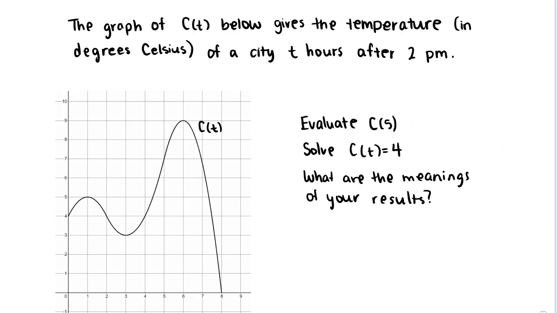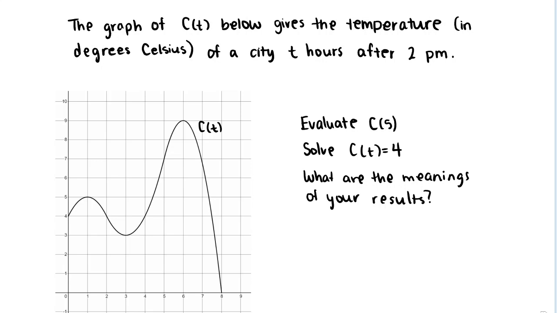Okay, so here let's take a look at a slightly different example, one where we've got graphs floating around. Here I've got the graph of some function, c of t, and this graph is telling me the temperature in degrees Celsius of a city t hours after 2 p.m. This is a function, it passes the vertical line test, and it's describing the temperatures in the city. The outputs, the vertical coordinates, are the temperatures, and it's describing these temperatures t hours after 2 p.m.